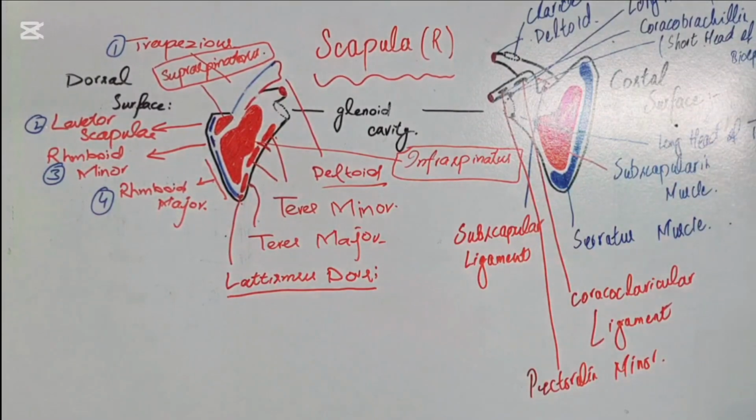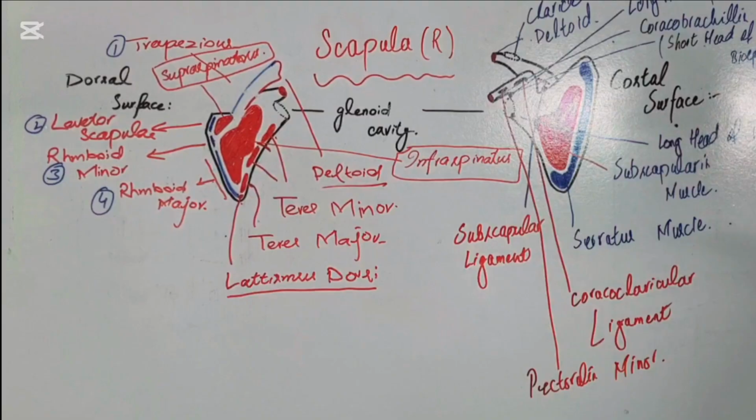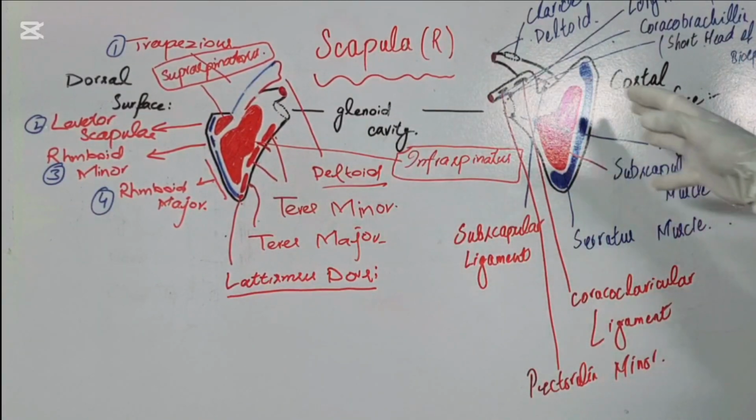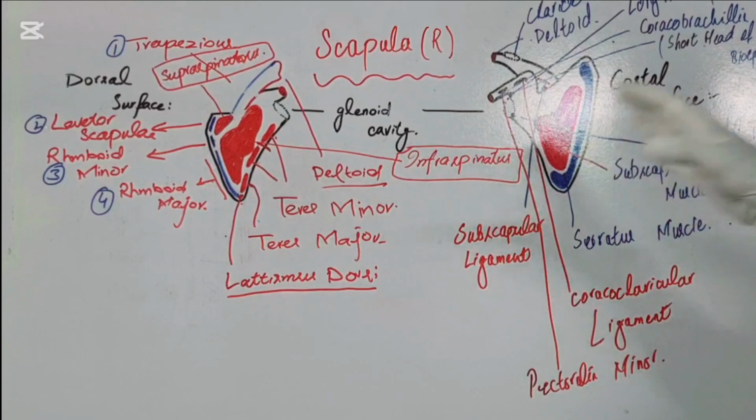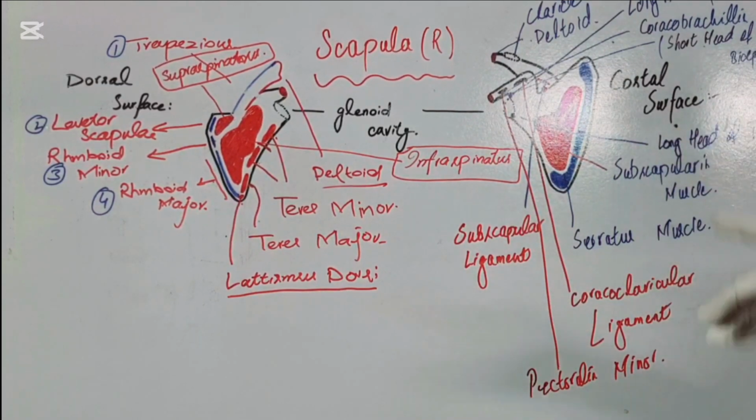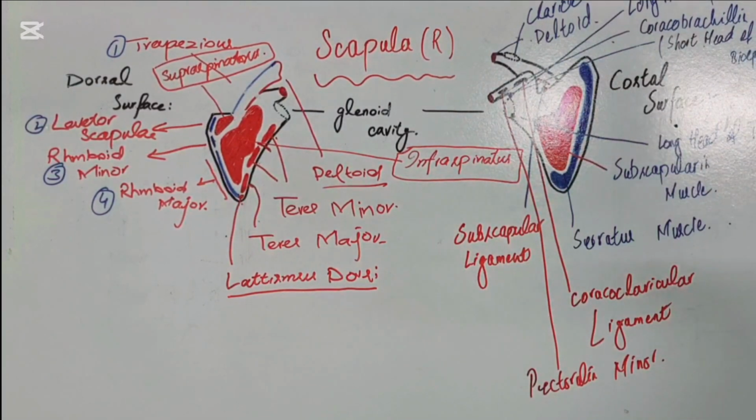Here is the complete originating and inserting muscles. On both surfaces you can see the muscles that are drawn in red color are originating muscles, and the muscles that are inserting are in blue color.